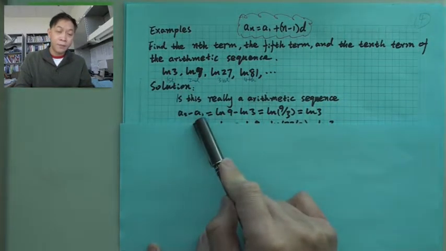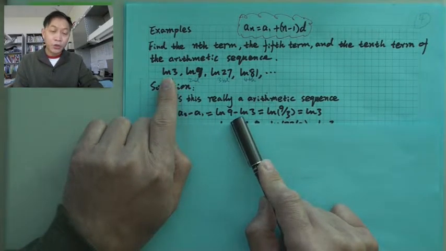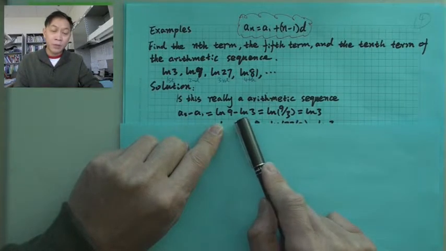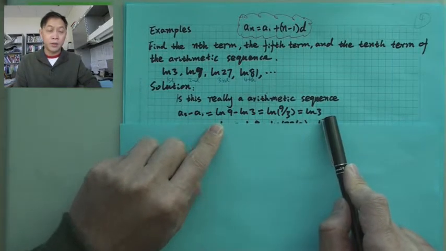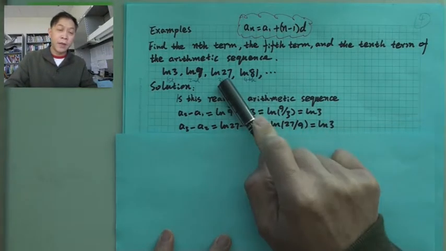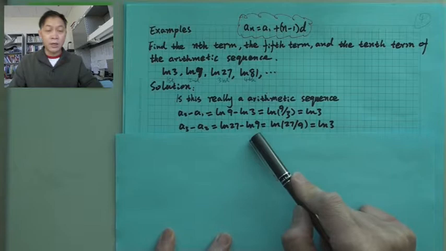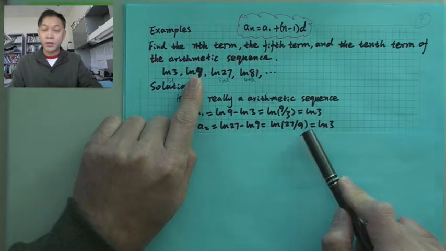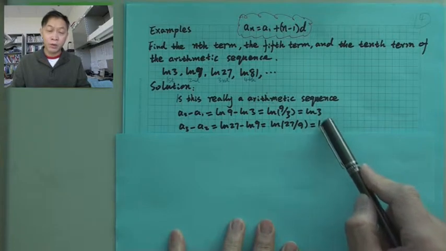Look. A2 minus A1 is natural log 9 minus natural log 3. It's a subtraction, so here it is actually 9 divided by 3. You know the subtraction of logs can be changed to division, and then you see that's natural log 3. The third term minus the second term is natural log 27 minus natural log 9. 27 divided by 9 is natural log 3. So you see the difference is a constant, natural log 3.